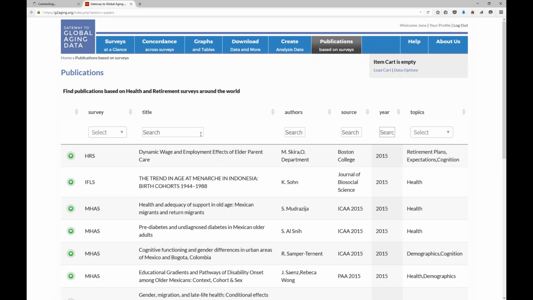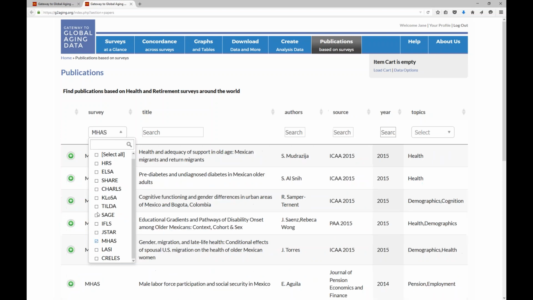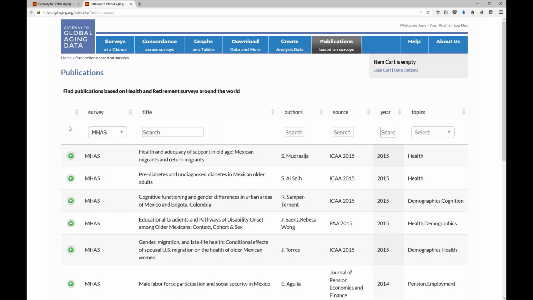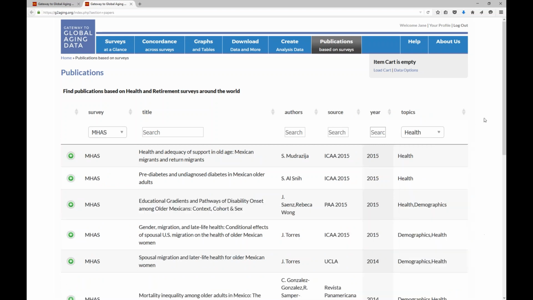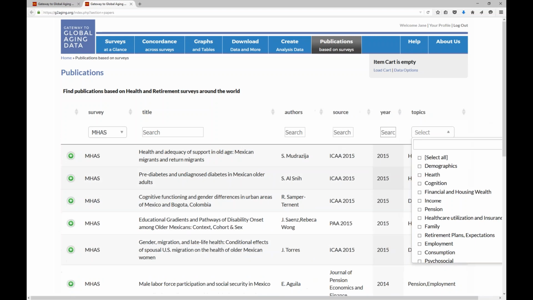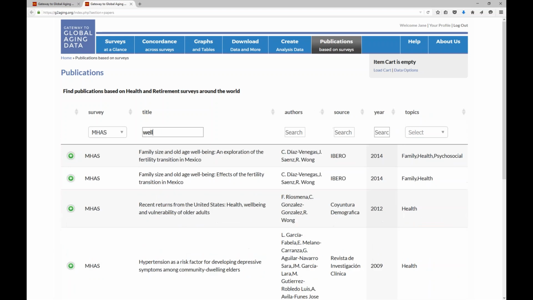So if you click on this, you can select, as I mentioned, by survey. So let's say you were interested in looking at MHAS. So you want to look at research which has come out which used MHAS data. And let's say, particularly maybe you were interested in health in MHAS, you could select health. And you can see here a set of papers which look just at this. You can also, instead of using a topic, search by a keyword for a title. You could say something like, let's see, well-being.